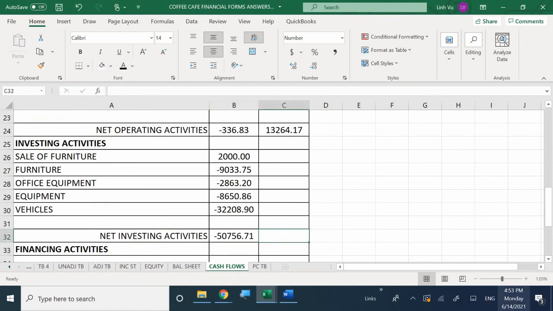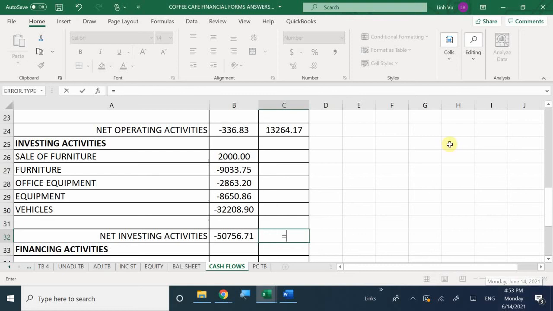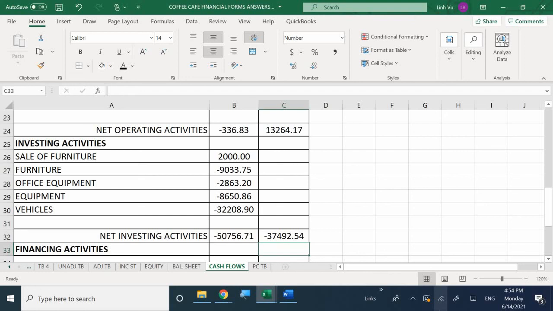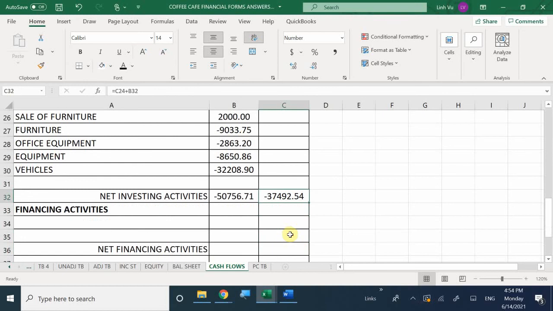So now I'm going to find the difference between them. I'm going to take my net operating, because that was my net income, the difference between them, the net. In this case, I have a negative number. So I'm going to add my negative 50,000 because that's how much I invested in my company. And what's my net investing activities? $37,492.54. All right, so I'm at a negative number here.